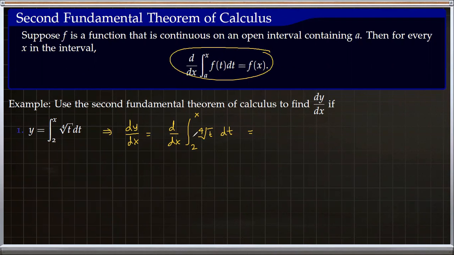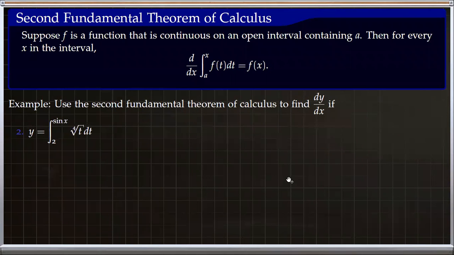And then, you see the value of a in our case is 2. So in this case, a is 2, and the function f of t is the fourth root of t. Then the theorem says this must come out to be f of x, which is the fourth root of x. Therefore, we get the derivative of y with respect to x equals the fourth root of x. Quite straightforward. Let's look at the next example.